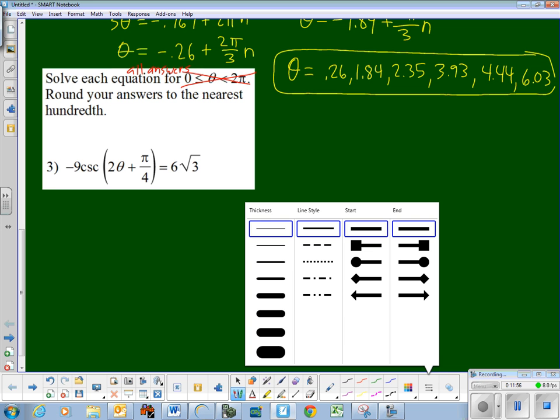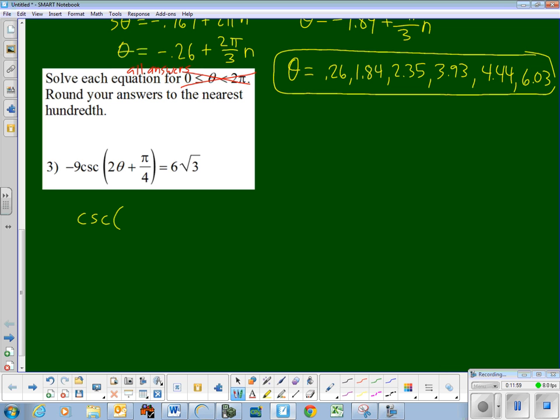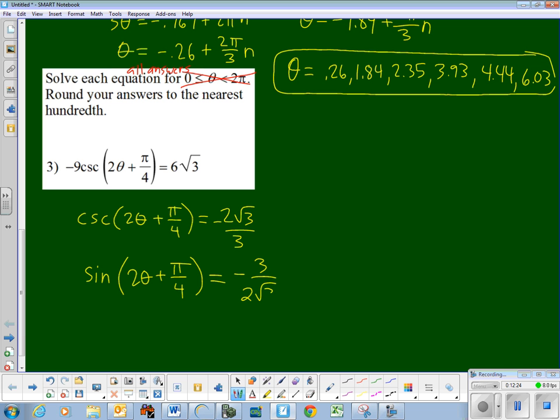So the first thing I need to do is get rid of this negative 9 by dividing. And 6 divided by negative 9 is negative 2/3. Negative 2 square root of 3 over 3. This is cosecant, which means that the sine, which is its reciprocal, would be negative 3 over 2 square root of 3, which again, we've seen this happen. We need to rationalize, 3 square root of 3 over 6, which is negative square root of 3 over 2.